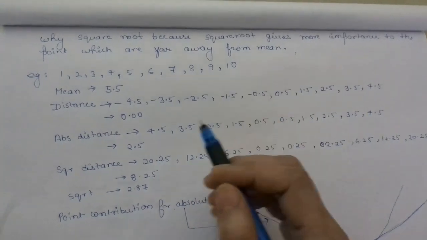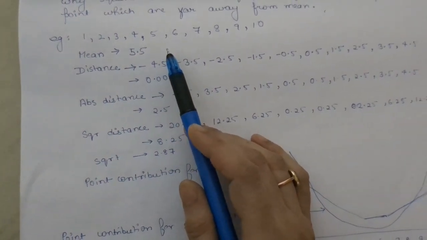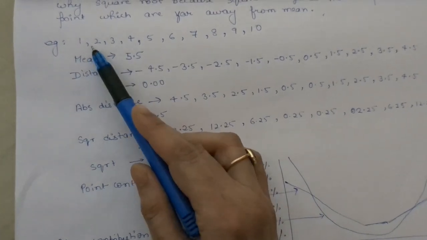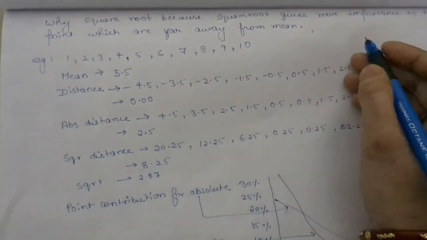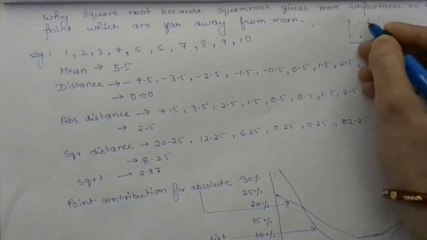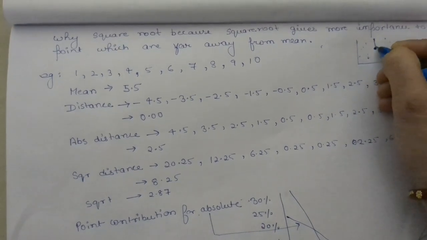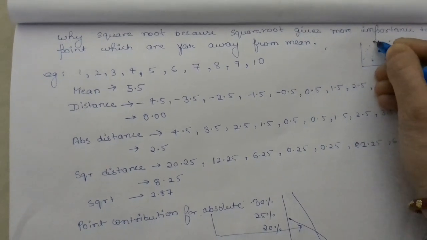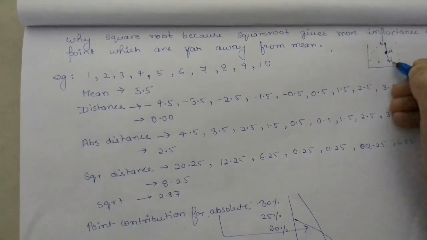So let's understand this with the help of an example. Suppose this is a series. Here first we have calculated the mean. As you all know the steps of standard deviation, we have calculated the mean. Then we have calculated the distance from each point to the mean. So when we calculate the distance, suppose this is our data set and these are the data points, and suppose this is our mean. Like this is data point x1, this is mu, and this is data point x2.